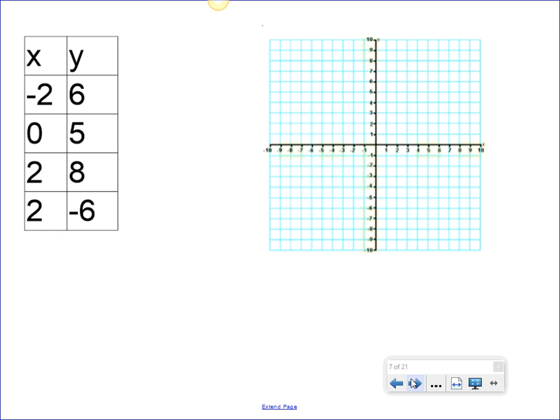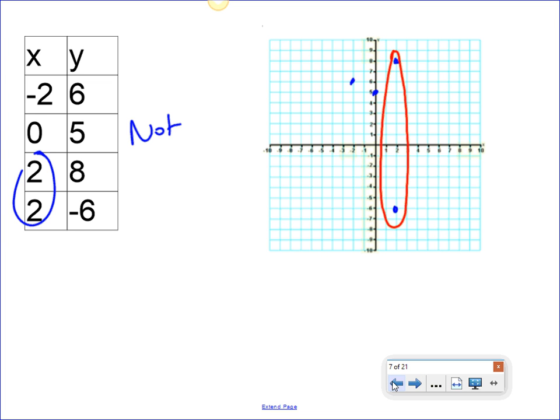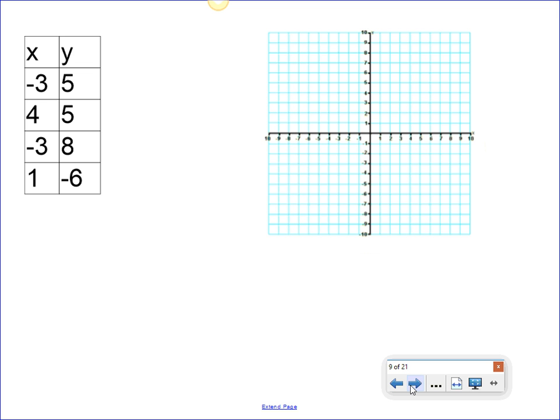Next thing we want to look at, if we looked at graphs, if I were to plot these points on a graph, I've got a negative 2, 6, a 0, 5, a 2, 8, and a 2, negative 6. First of all, I hope we can see that this is not a function because of these 2's. And when we graph them, hopefully we can see they end up being stacked on top of each other. So that would mean it's not a function. Okay, if I look at this one, that's actually the exact same one. I don't want to look at the same one twice.